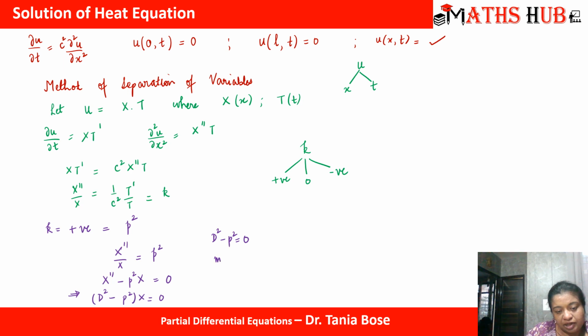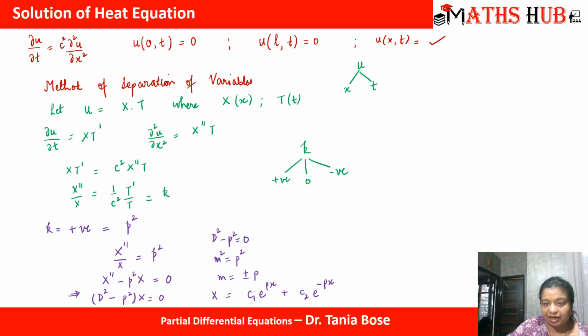So when you convert it into algebraic expression, it becomes m square is equal to p square. So m is equal to plus minus p. So you can see clearly that the roots are real and distinct. So the solution X would be c1 e raised to power px plus c2 e raised to power minus px, right? So this is the value of X.